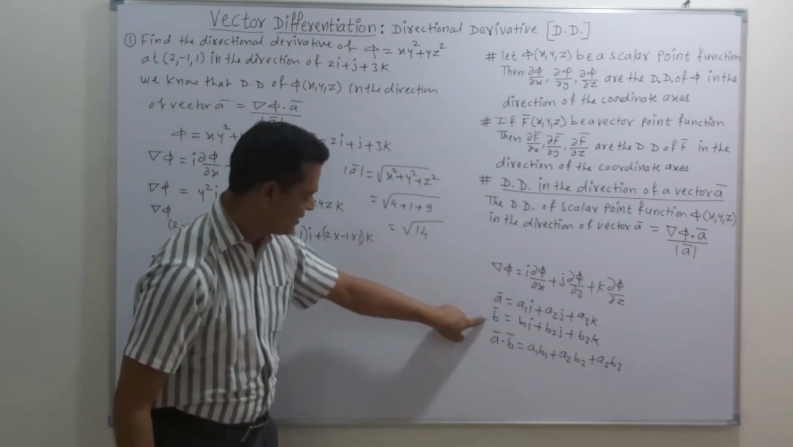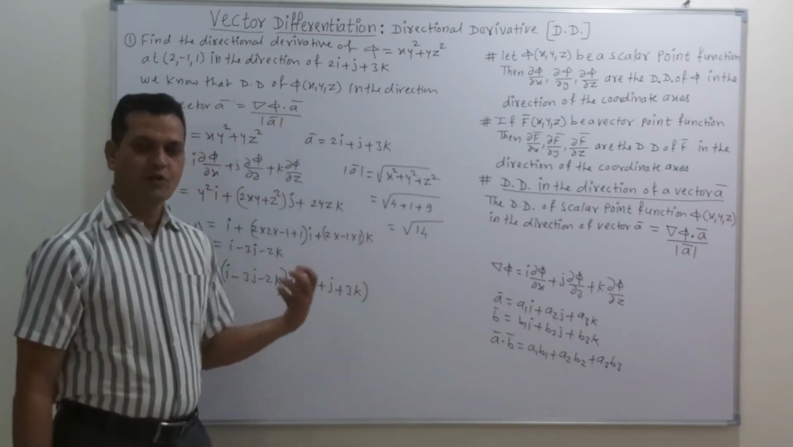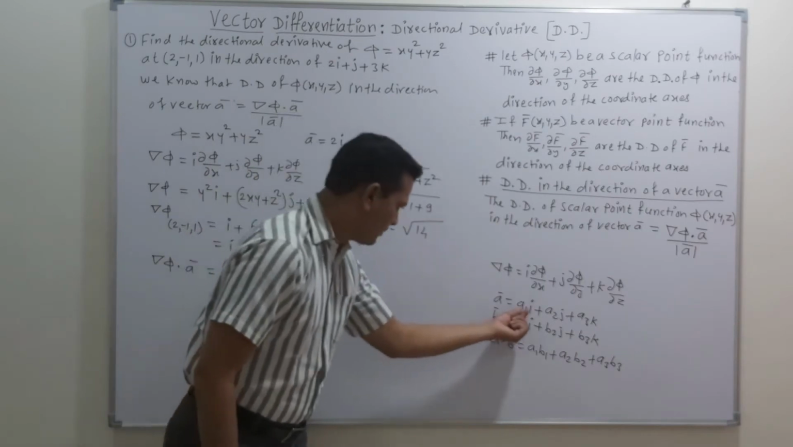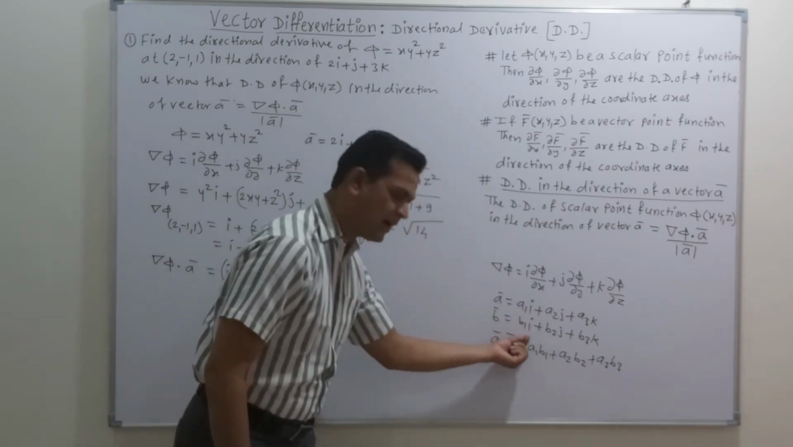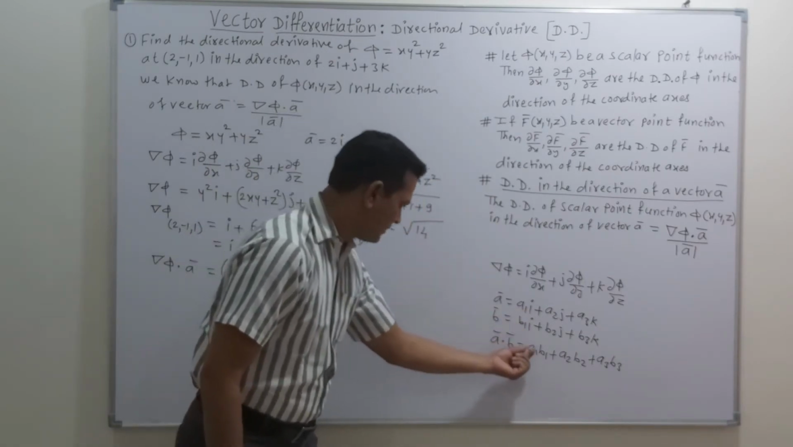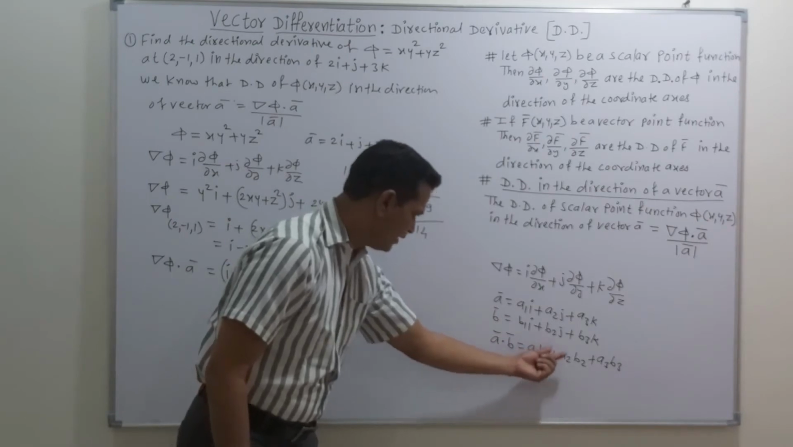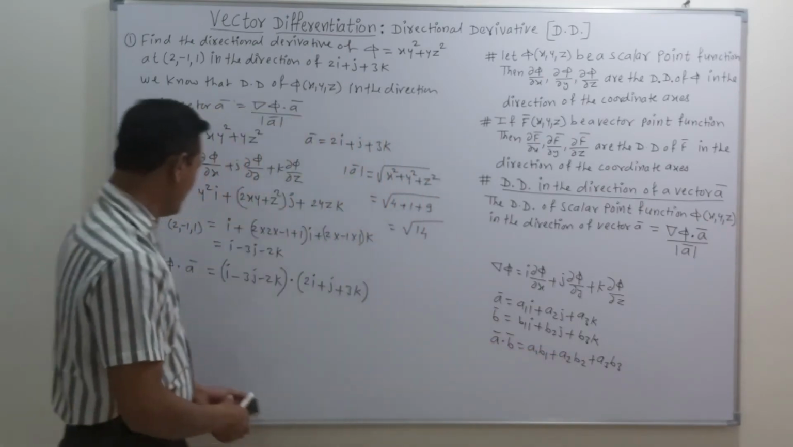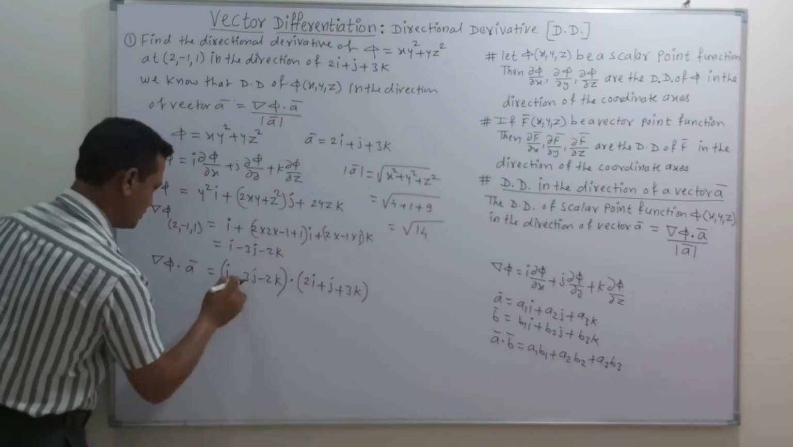So this is the first vector, this is the second vector. While finding the dot product of these two vectors, take the product of the i term coefficients. That means a1 b1, a2 b2 and a3 b3. So here we can take the product between these two terms.